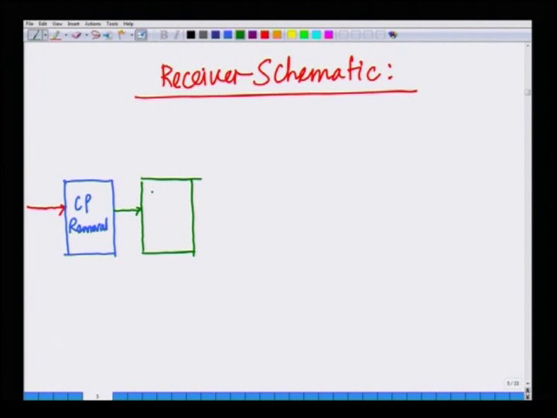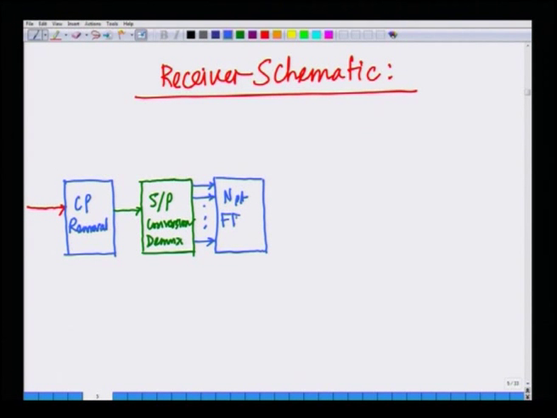So, following this, I will employ serial to parallel conversion, which is also a demultiplexing block. I will convert from serial to parallel. Following this, as you are familiar, I am going to do the FFT, and in fact this is the endpoint FFT. This is the FFT block.